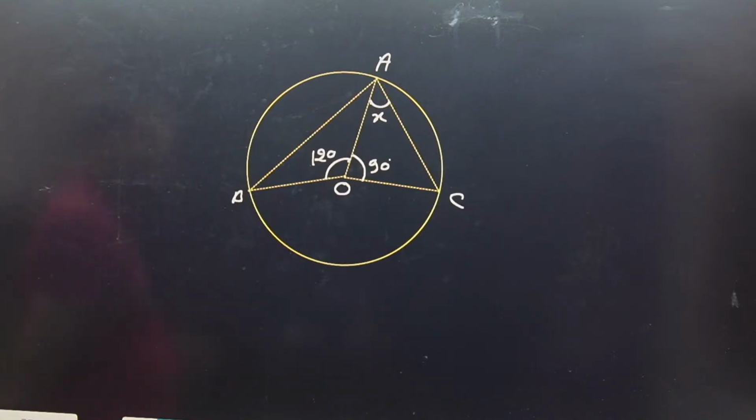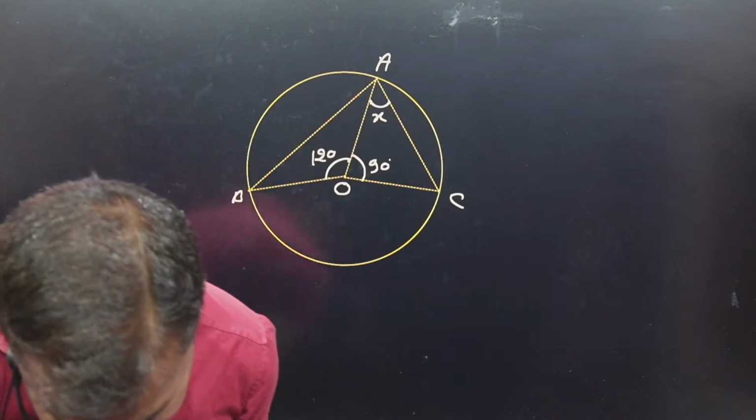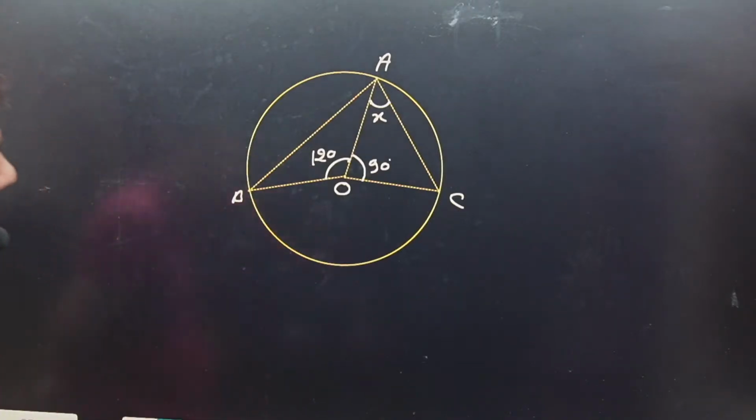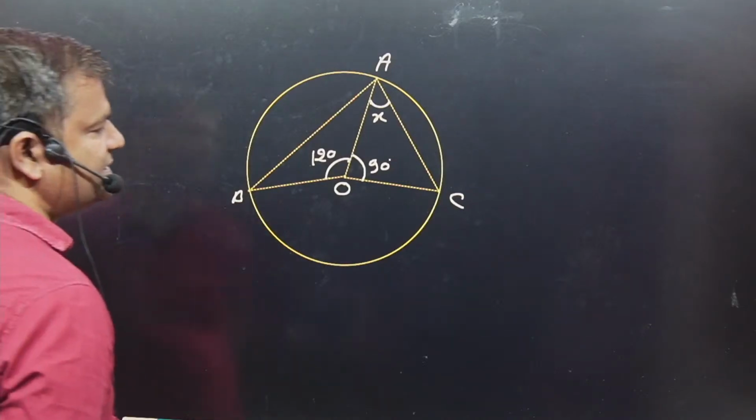X is 75. Look here, this one is 90 degree. Okay. This one is 75. How can I say?